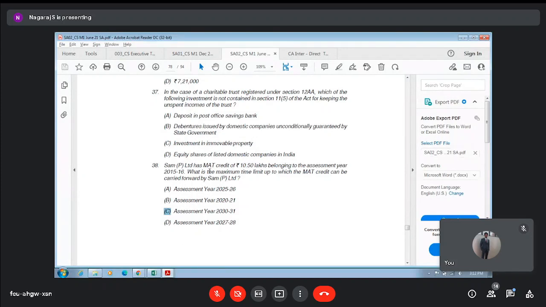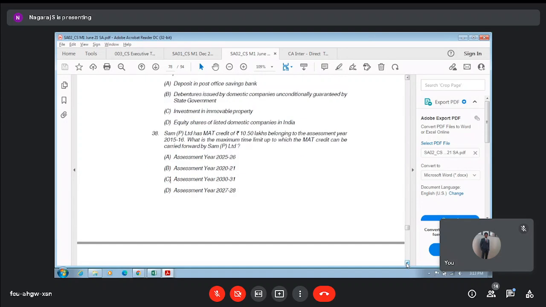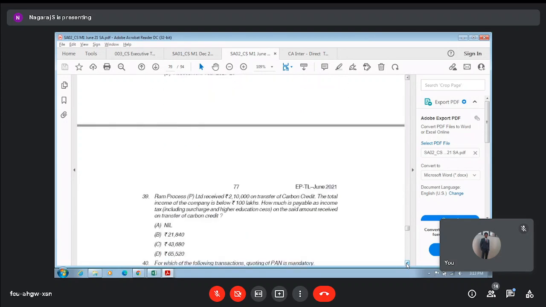Okay, for MAT also same thing, 15 years only. For AMT also 15, for MAT also 15. For both it is same, carry forward. Okay, what is the answer? 38C. Okay, we will see. First, I will see whether AMT is there.